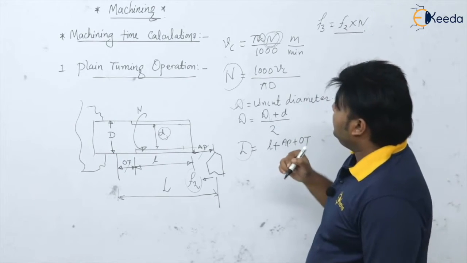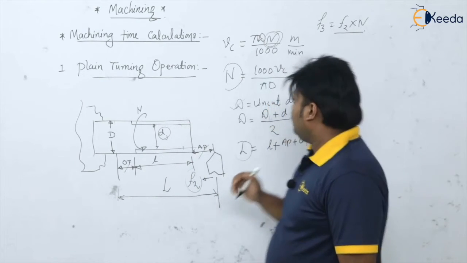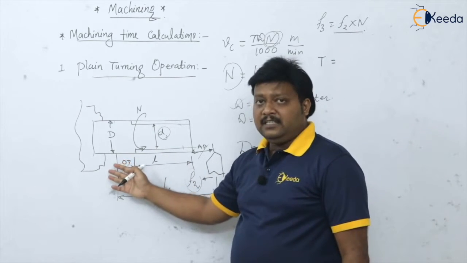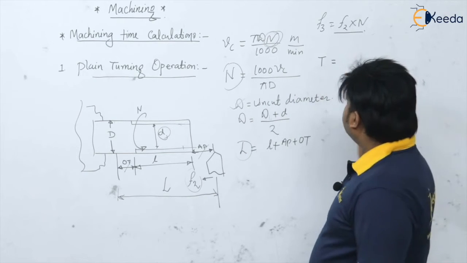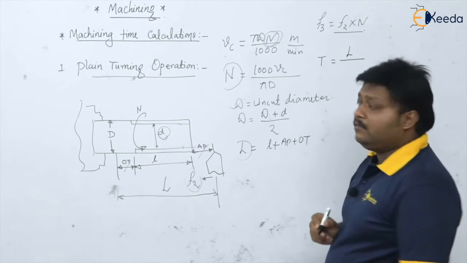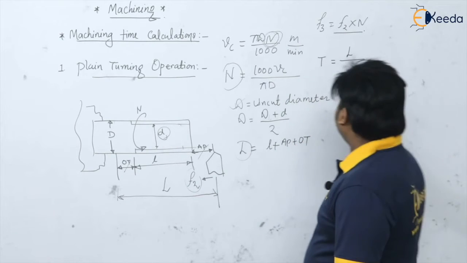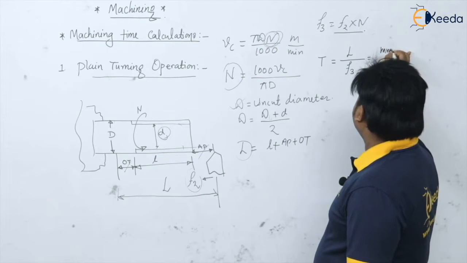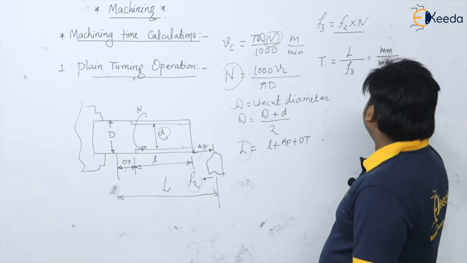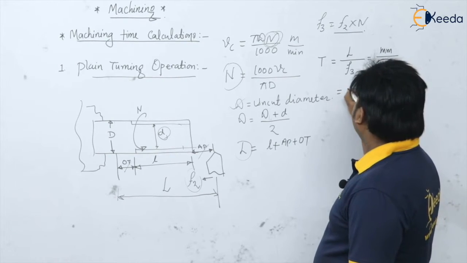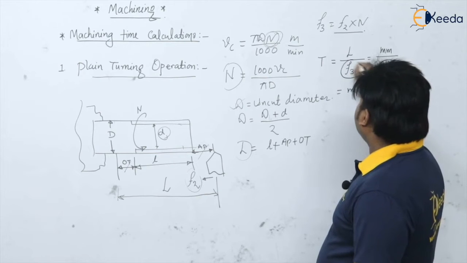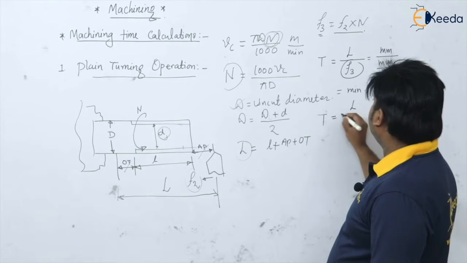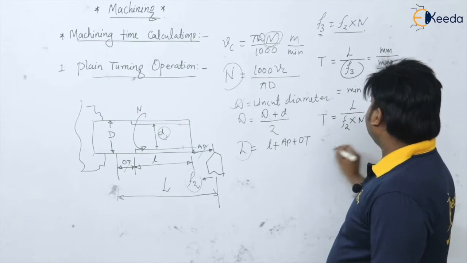So what is the formula for the time calculation? How to calculate the machining time? I am talking about a single cut. The time for a single cut can be written as the total length of the tool travel divided by the table feed. The table feed, you know, is in mm per minute, so ultimately the unit for the time is minute. Or, since F3 is given by F2 into N, T is also equal to L divided by F2 into N.